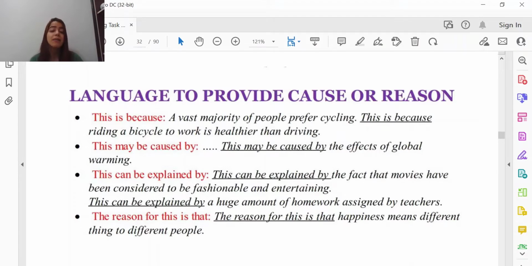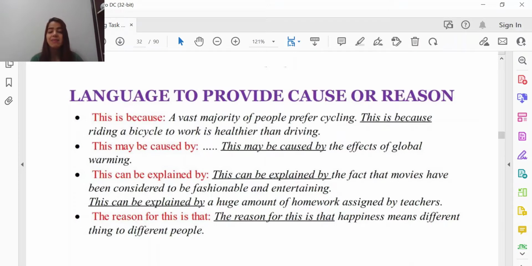The next item, "this can be explained by." These can be explained by the fact that movies have been considered to be fashionable and entertaining. So you're giving a reason for why movies are more popular, for example.